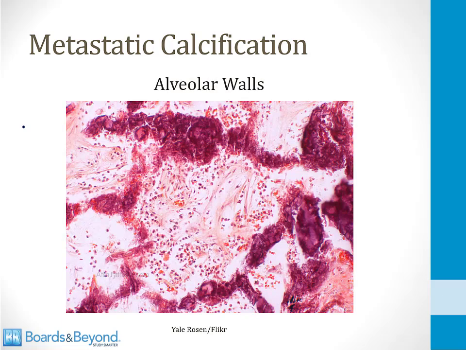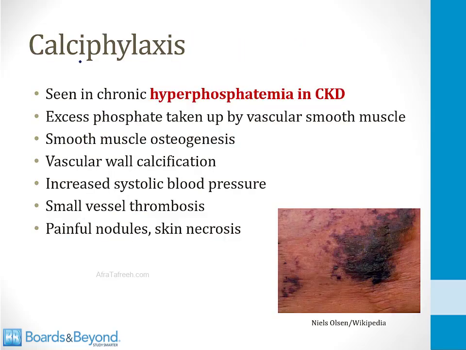Shown on this slide is a biopsy from the lungs in a patient with metastatic calcification. You can see this dark material lining the alveoli. That is evidence of metastatic calcification. I'll finish this video by going through some clinical examples of metastatic calcification.